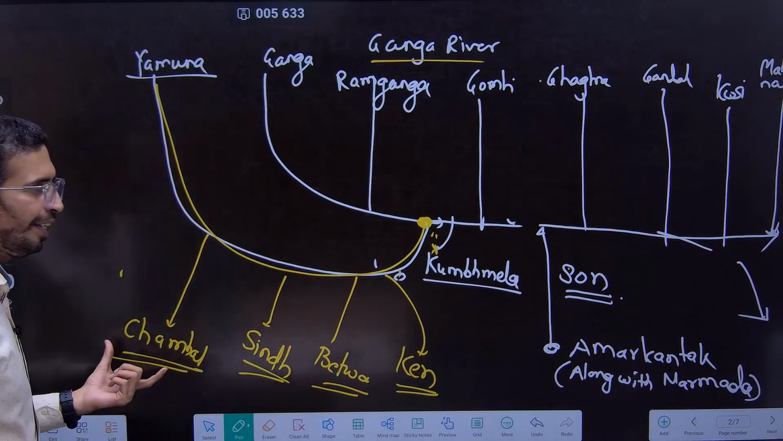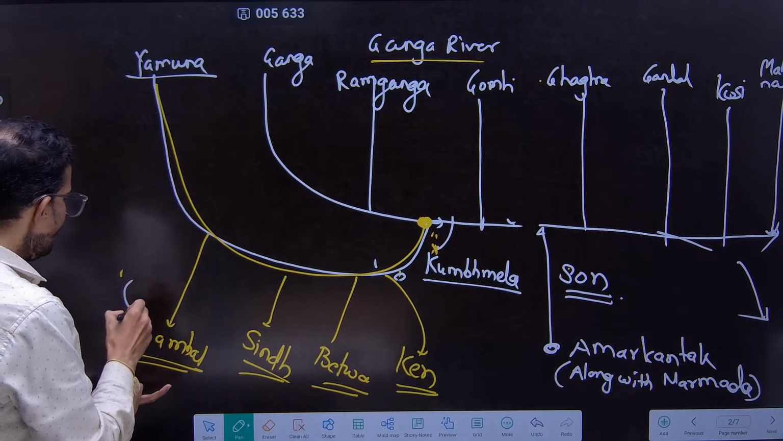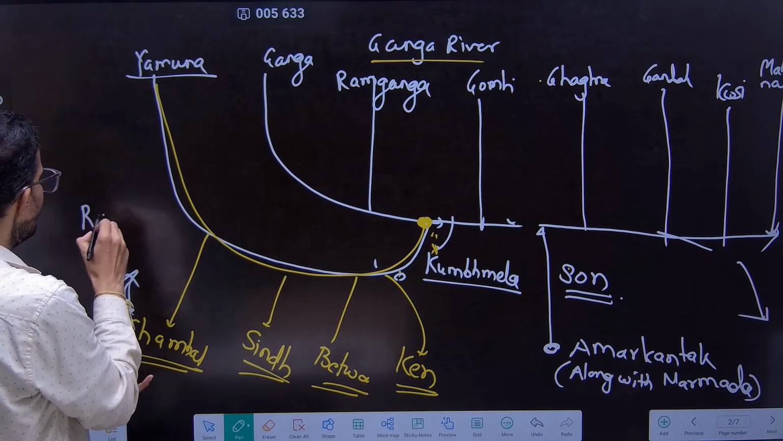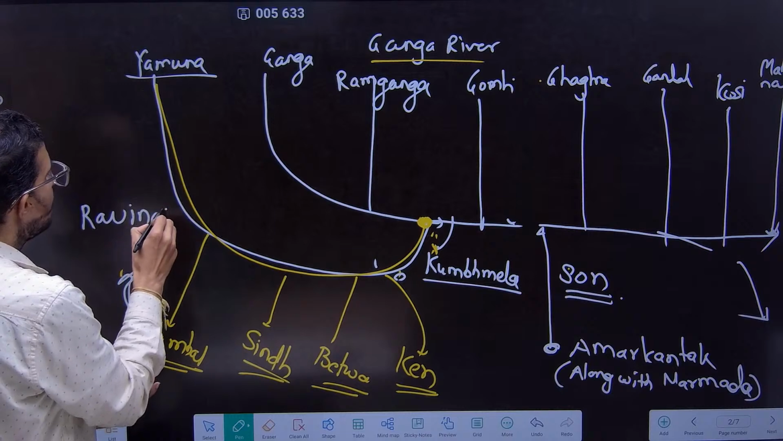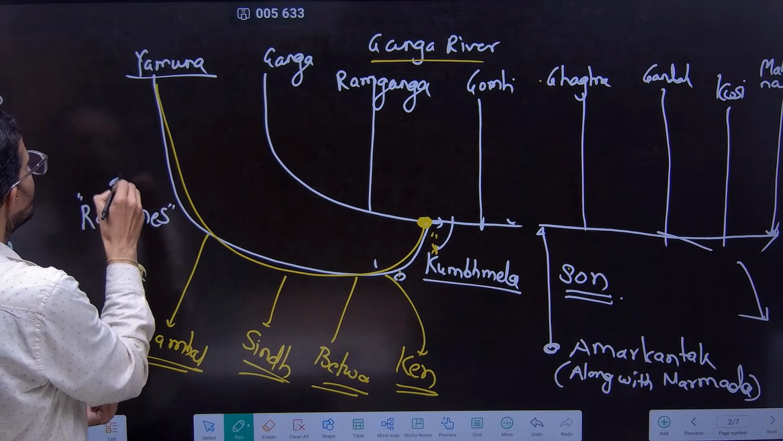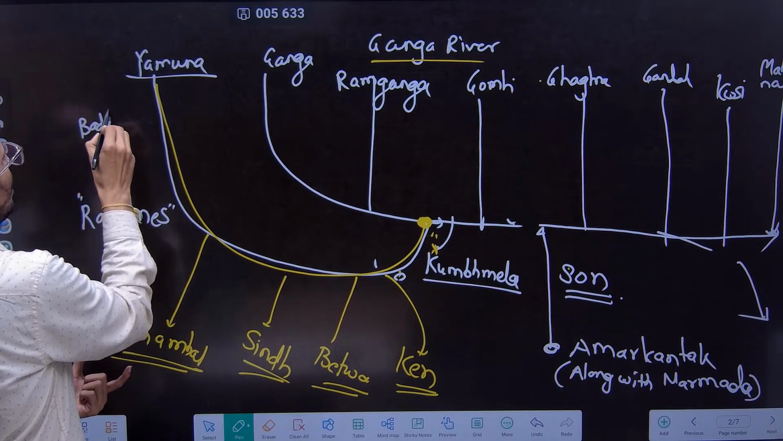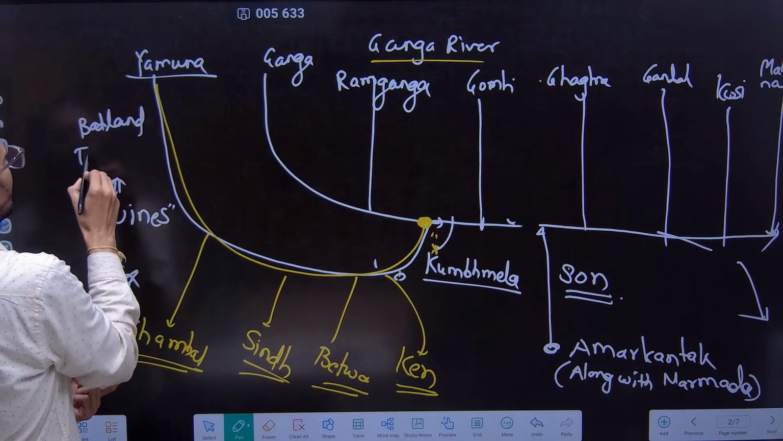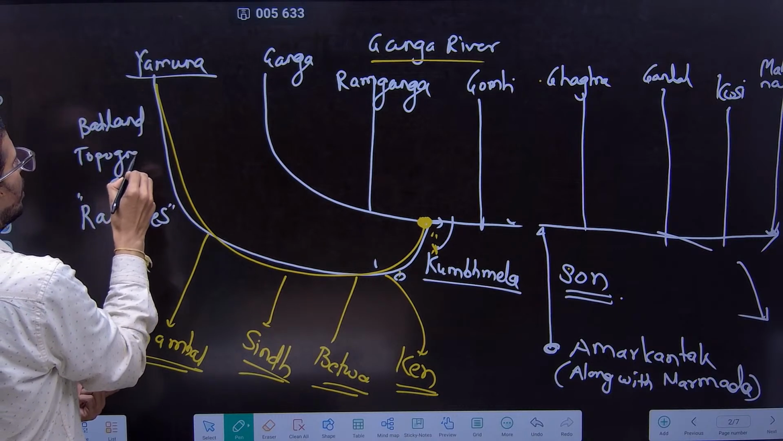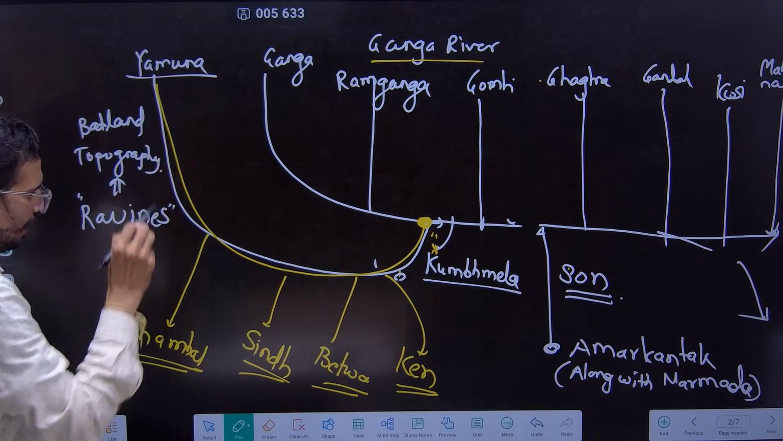We have seen in the physiographic divisions that in the Chambal valley there are ravines. Physiographic aspect: ravines means badland topography due to major soil erosion.